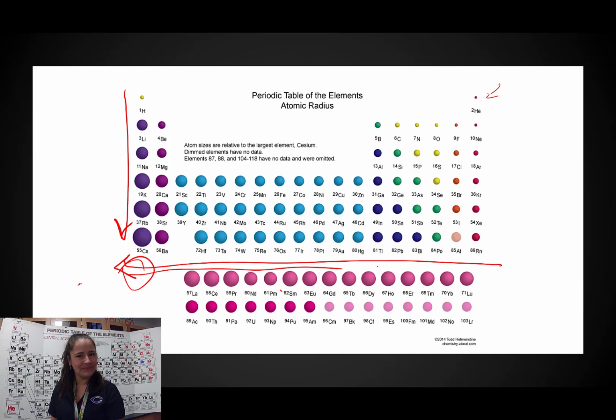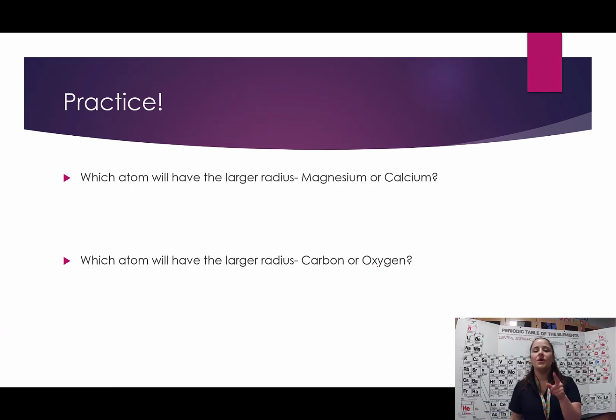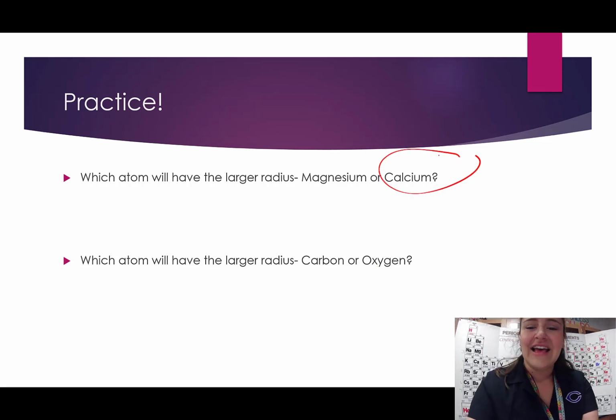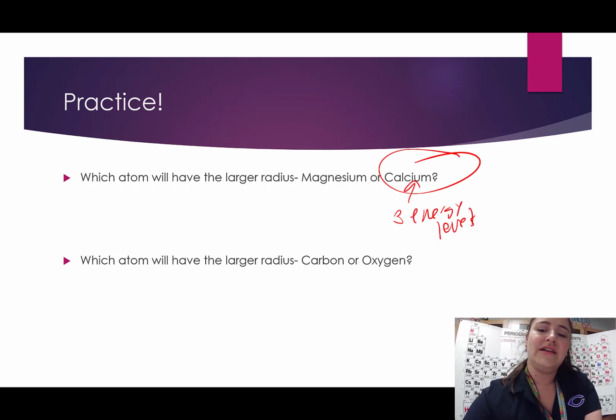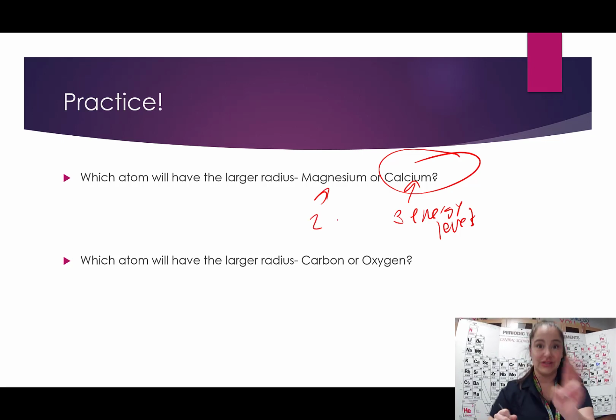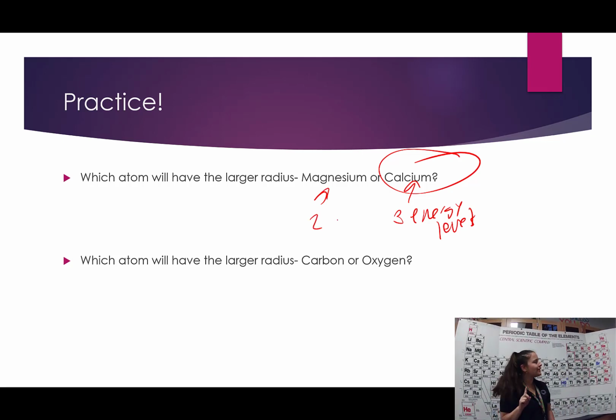Okay, cool. Let's do some practice. You got this. Which atom is going to have the larger radius? Magnesium or calcium? Yeah, you got it. It is calcium, okay? Because calcium has 3 energy levels and magnesium only has 2. Okay? But a little harder, which one will have the larger radius?